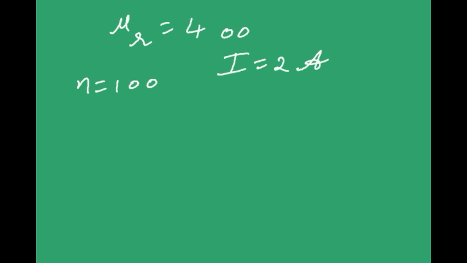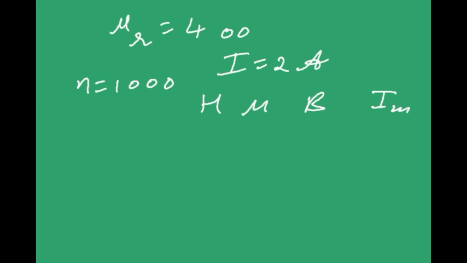A solenoid has a core of material with relative permeability 400. Mu r is given as 400. The windings of the solenoid are insulated from the core and they carry a current of 2 amperes. If the number of turns is 1000 per meter, I have to calculate the various quantities H, M, B, and also the magnetizing current Im.